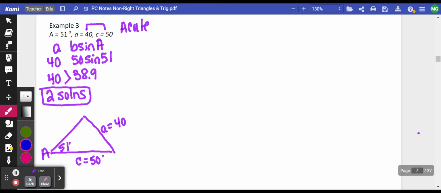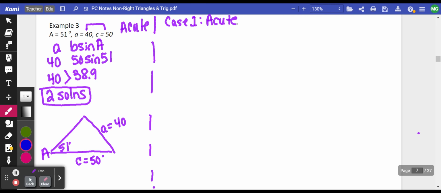Okay, so we're going to look at the two cases. This is a big deal. This is all the information that we know for sure. Case number 1, I'm going to call the acute case, because what we're going to do is solve for angle C given the information that we have.